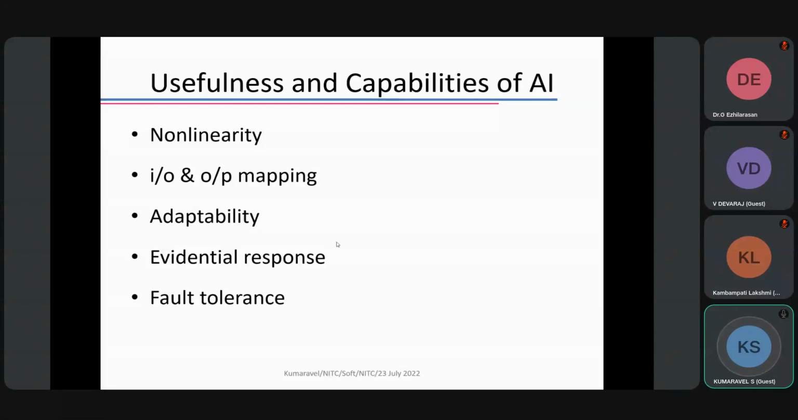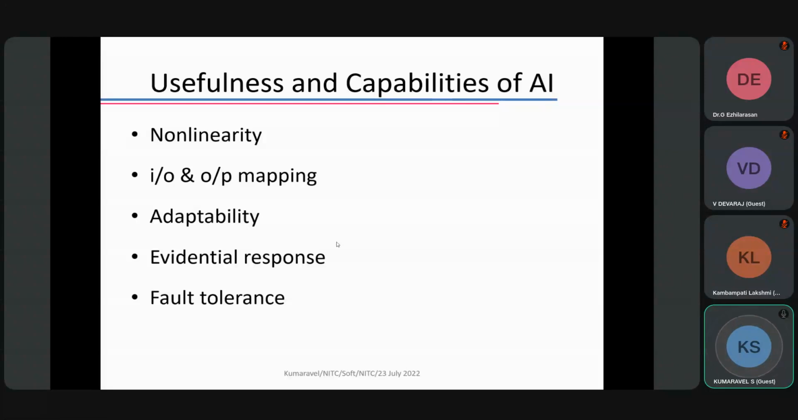Especially, why AI is required at present? In the engineering domain, I'm speaking. Electrical, particularly in electrical, why do you need intelligence now? Because these are the capabilities of AI. What are the capabilities? One is non-linearity. It can handle a non-linear system effectively. You know what is a non-linear system? Particularly in electrical, all the systems are non-linear.